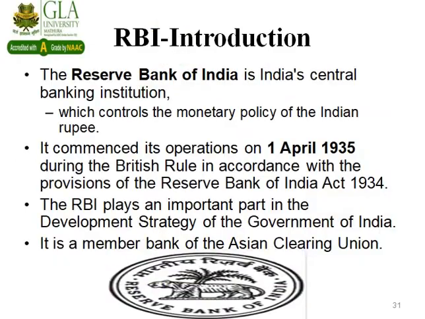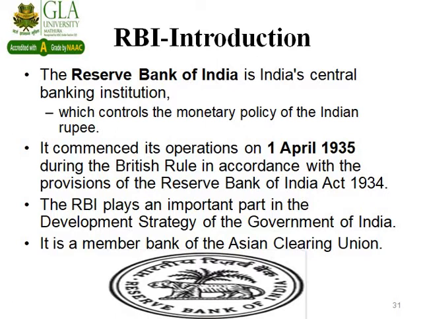So this is RBI, the basic introduction: it is India's central banking institution which controls the monetary policy of the Indian rupee, or we can say that this is the apex body which regulates the entire banking industry, which controls the affairs of banking, which issues guidelines to the various commercial banks and cooperative banks from time to time, and tries to manage and control the monetary policy of the Indian rupee and the working of the banking structure or different types of banks.